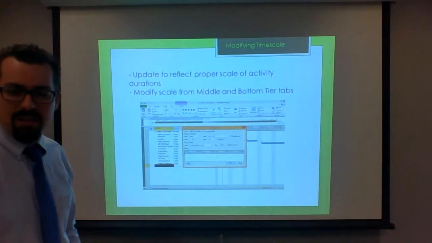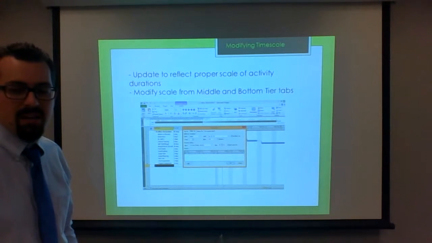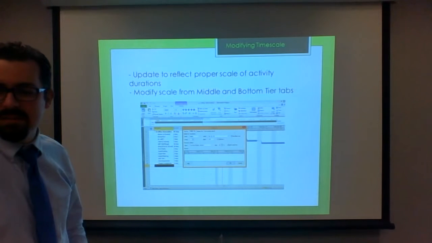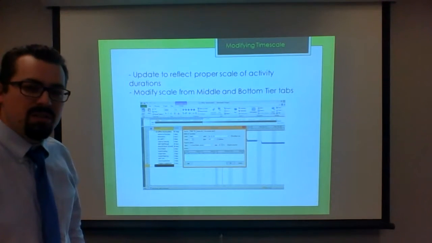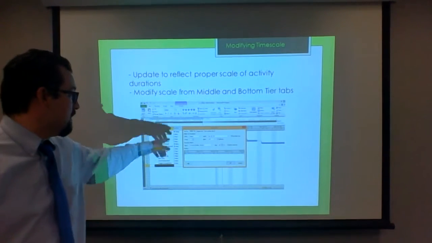To modify the timescale, either double-click on the timescale or right-click and select Timescale to prompt the Timescale dialog box, which is this one right here. From the dialog box, select the Middle Tier tab and choose the desired number of units. Then perform the same task for the bottom tier.